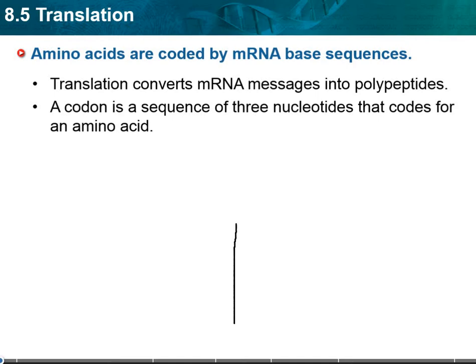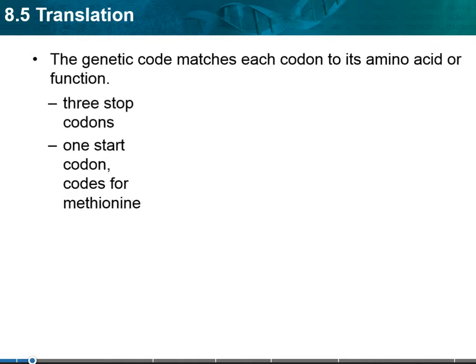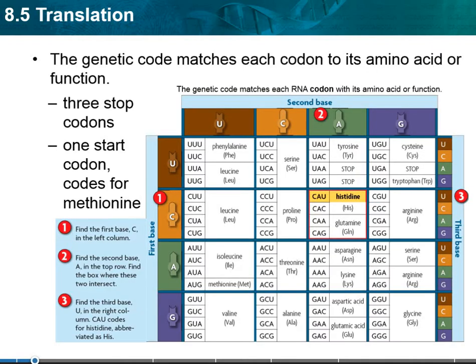Most of those codons are going to code for a specific amino acid. Some of them don't code for an amino acid at all, and we'll talk about those in a minute. But the methionine, the AUG, is the start codon of all proteins. You'll end up finding that one being the start of it. The genetic code matches each codon to its amino acid or function. There are 3 stop codons and 1 start codon, and it codes for methionine.